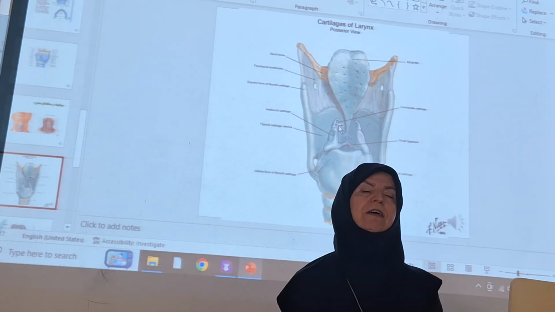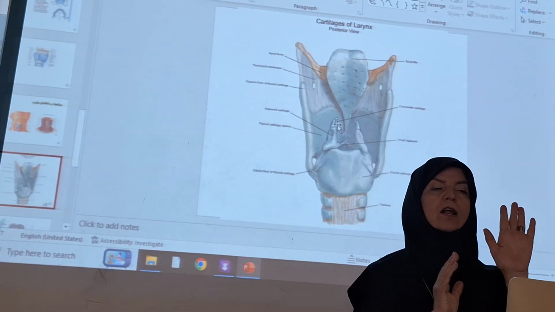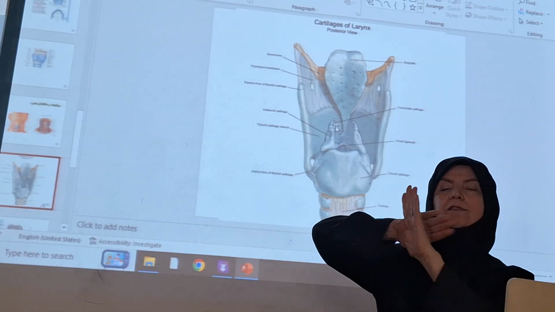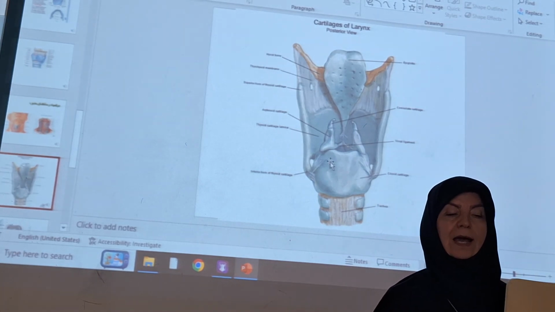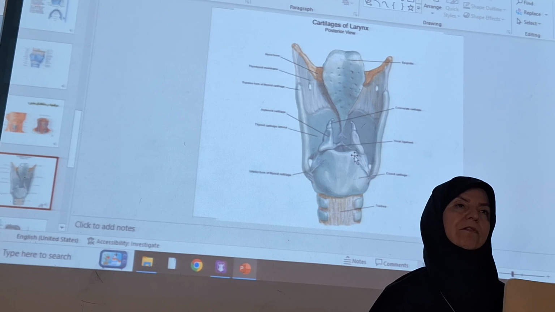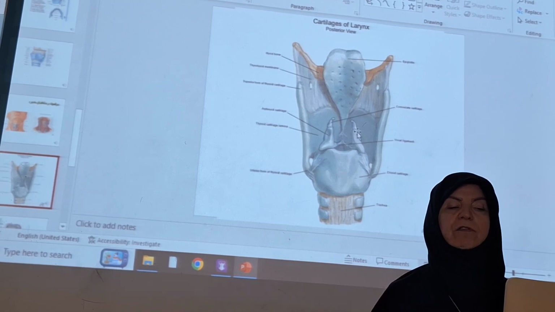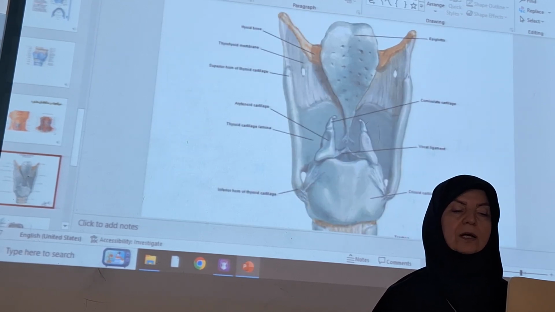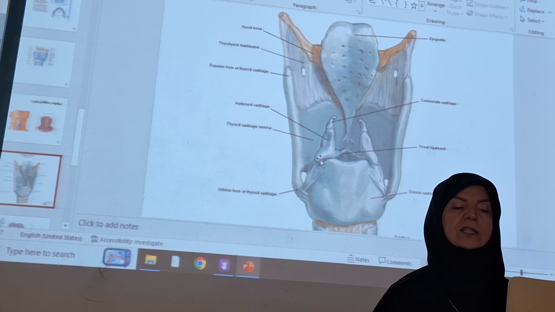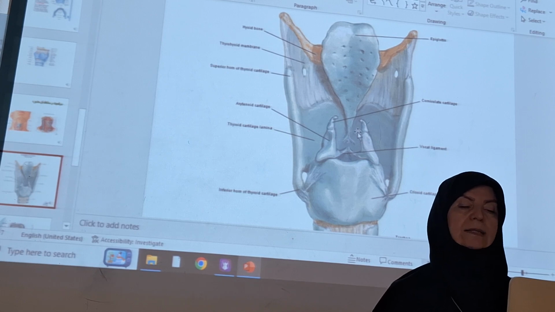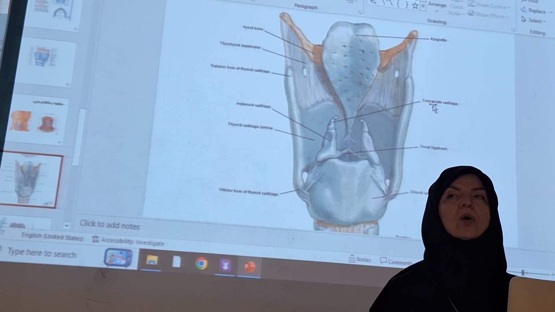This arytenoid is pyramidal in shape and consists of three surfaces. One surface is anterior, one is medial, and one is posterior. Here we are able to show you the medial surface, posterior surface, and anterior surface. At the apex of the arytenoid, you are going to find a small cartilage. At the apex of the arytenoid on each side, I am able to show you a small cartilage. This cartilage we call corniculate.